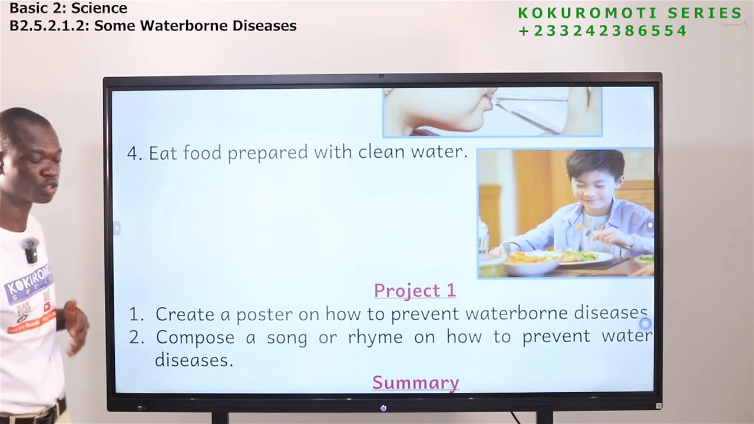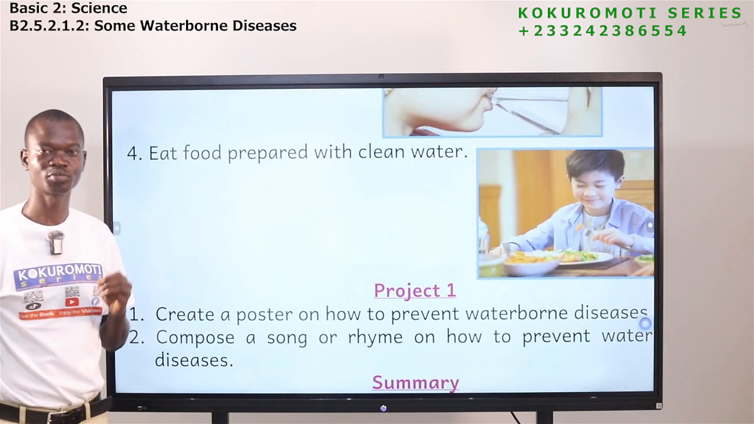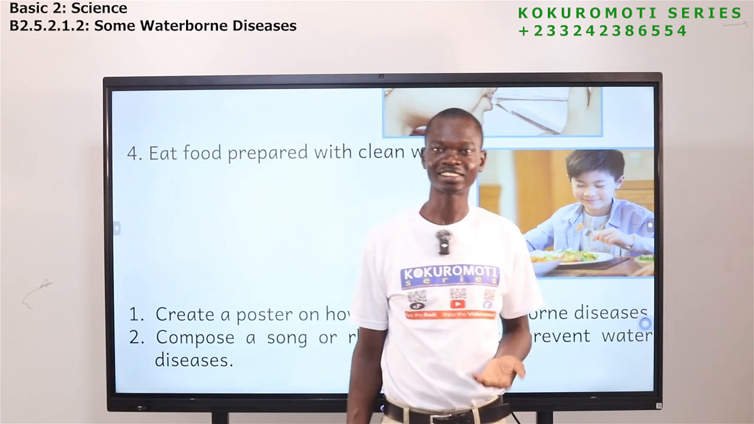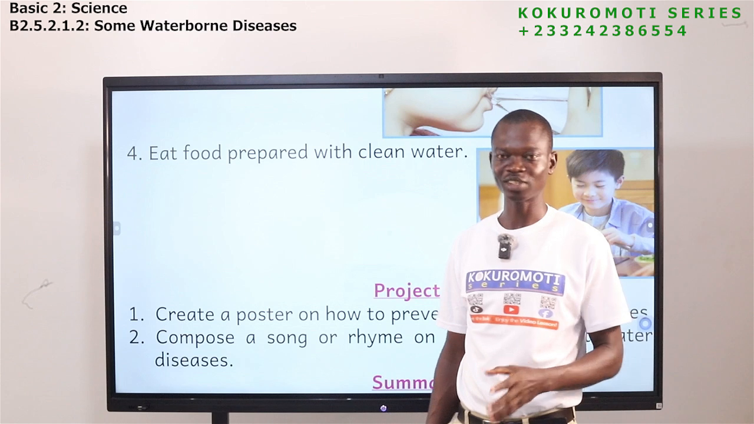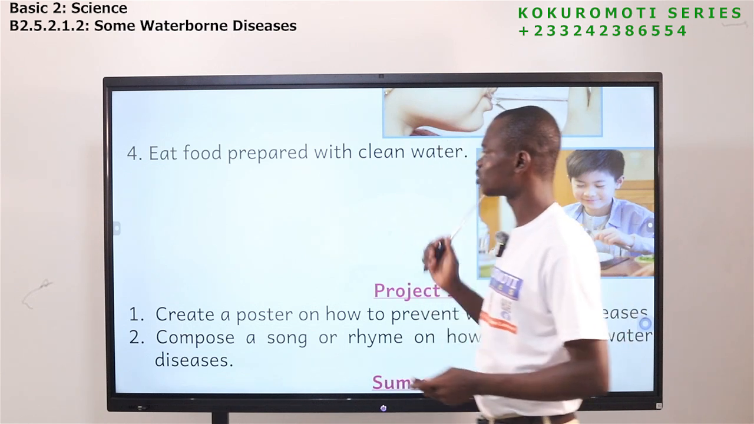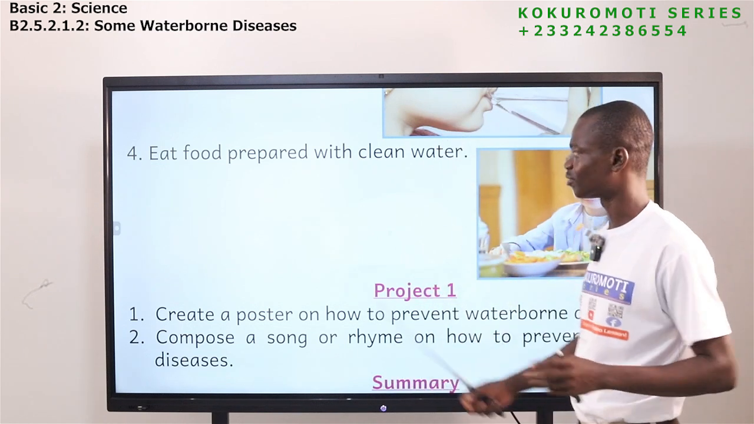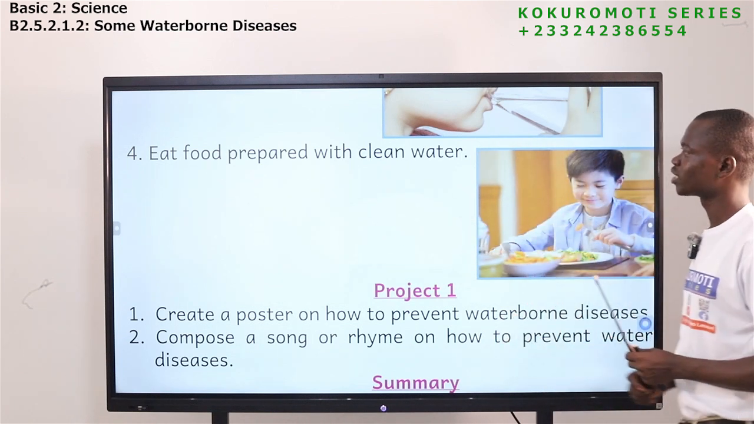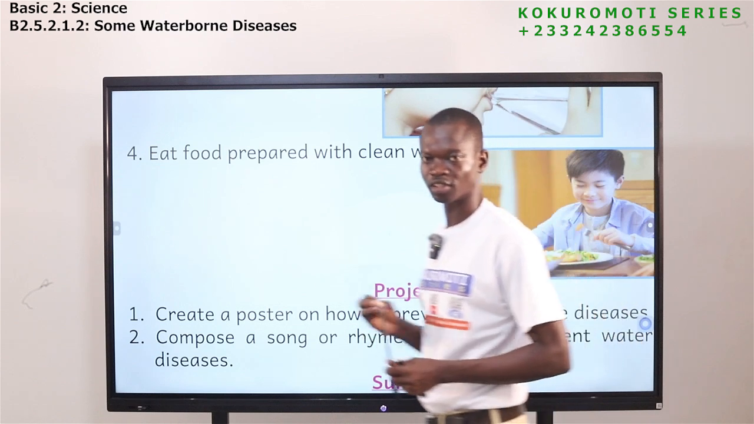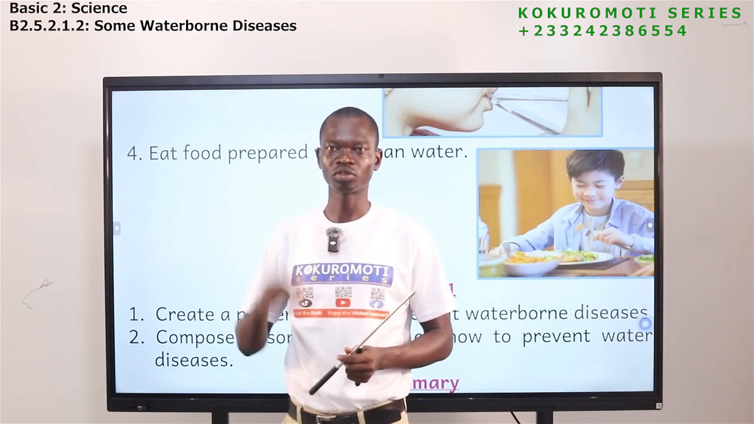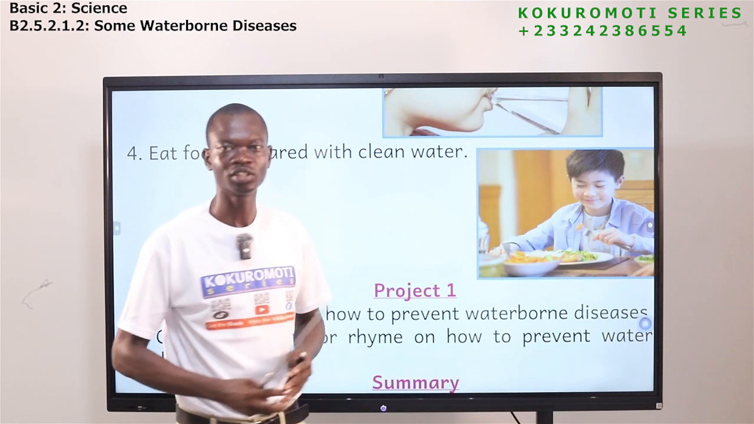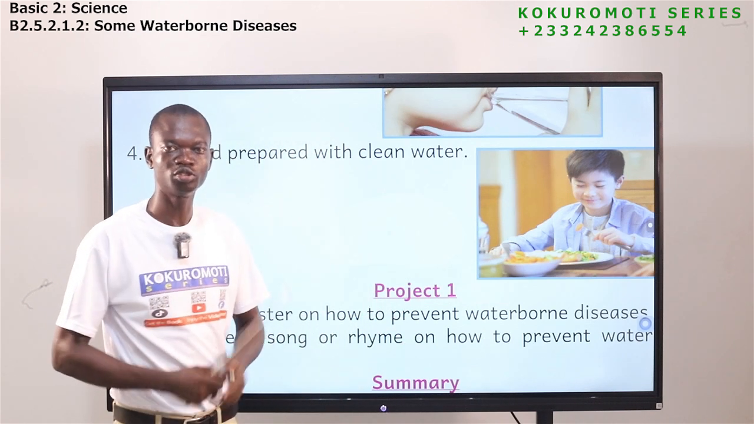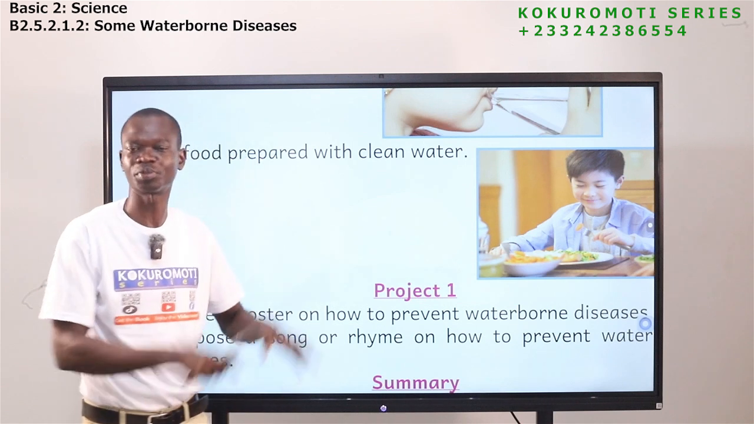This is what all of us are expected to do. Don't just drink any water because you are thirsty. Listen to me. Don't say, oh, I'm thirsty, let me drink it like that. You also get disease like that. You get waterborne disease like that. So let's make sure the water that we drink is clean. The next one, eat food prepared with clean water. So if you want to prevent yourself from waterborne disease, the food that you are going to prepare, make sure you use clean water or safe water to prepare the food.